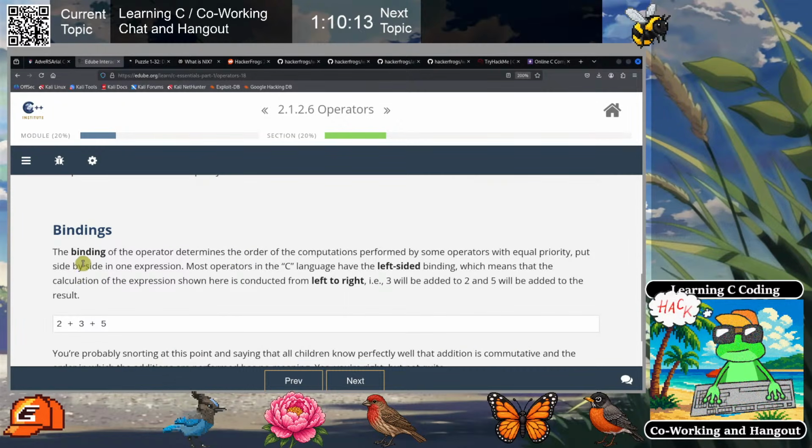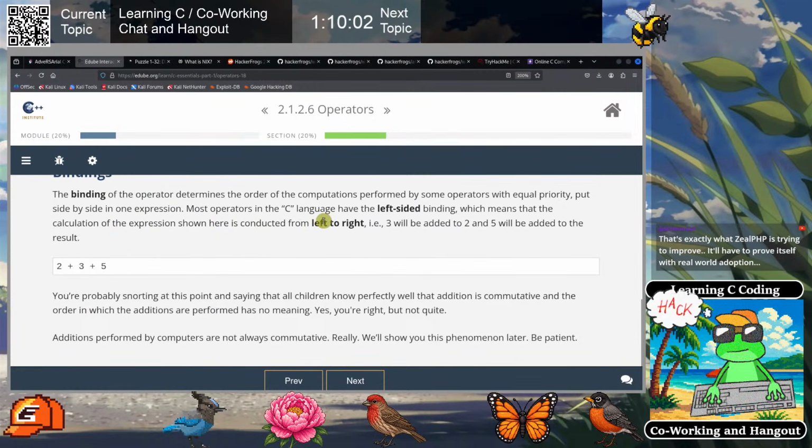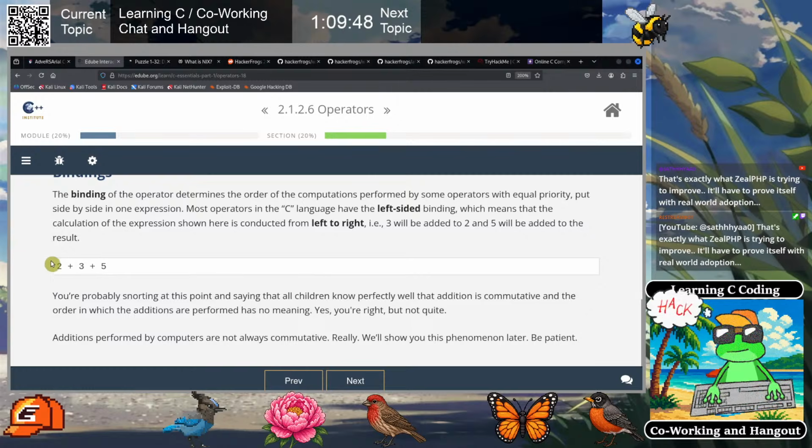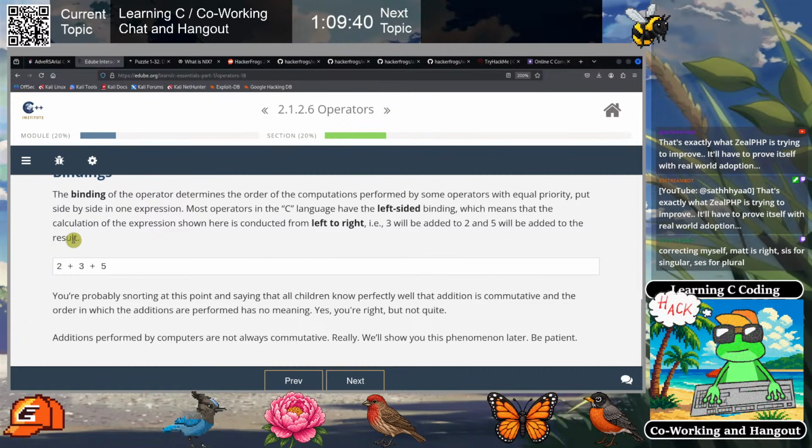Okay, bindings. The binding of an operator determines the order of the computations performed by some operators with equal priority, put side by side in one expression. Most operators in the C language have left-sided binding, which means that the calculations of the expression shown here are conducted from left to right. That is, 3 will be added to 5, and 5 will be added to the result. So we go left to right when all of the operators are on the same level. So 2 plus 3, that's 5, and then 5 is going to be added to 5.